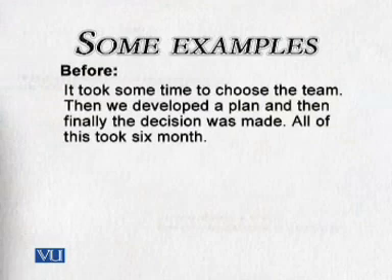Let's take a look at the first example. On your screen, you can see a sentence. The first one: it took some time to choose the team. This is now a one-clause, independent sentence. The second one is: then we developed a plan and then finally the decision was made. And the third: all of this took 6 months. Now, these are 3 sentences, and what they actually lack is parallelism.